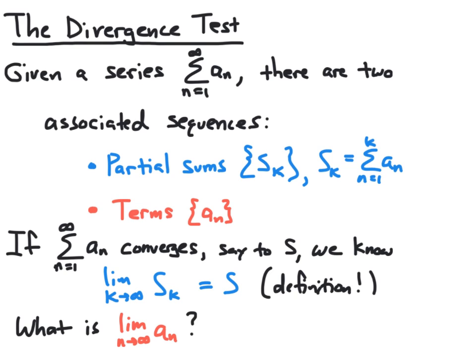This leads us to the natural question about what happens to the sequence of terms a sub n. In other words, what is the limit as n approaches infinity of a sub n when we have a series that converges? In order to answer this question, we're going to consider the nth partial sum for our series and use what we know about the limit of the partial sums to determine the limit of the terms.